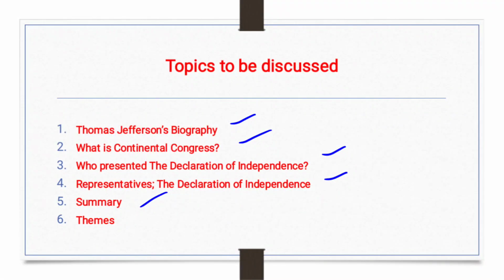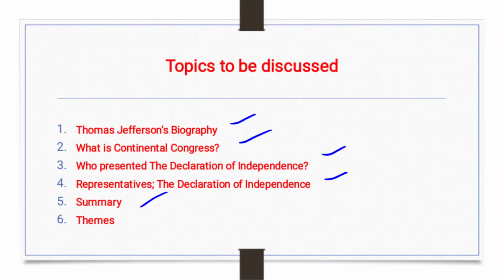The Declaration of Independence was primarily written by Thomas Jefferson, with input and revisions from other members of the Continental Congress. It begins with the famous words, "We hold these truths to be self-evident, that all men are created equal, that they are endowed by their Creator with certain unalienable rights, that among these are life, liberty, and the pursuit of happiness." So these were the important lines, the starting lines of the document.